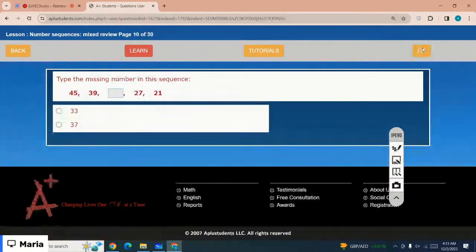Okay, type the missing number in the sequence. Okay, the sequence is decreasing, right? How is it decreasing?